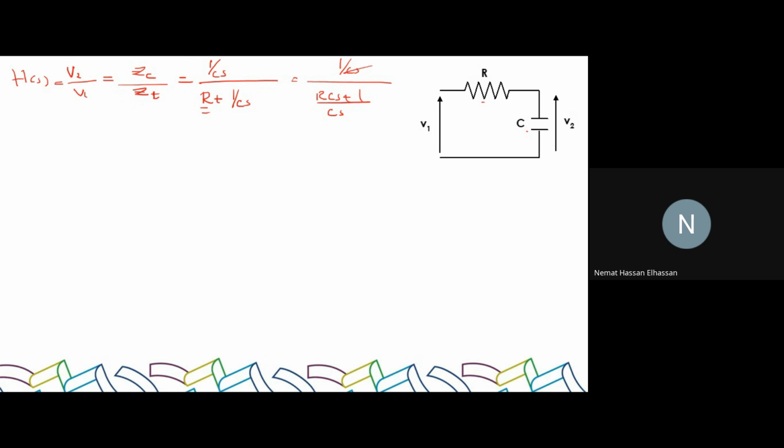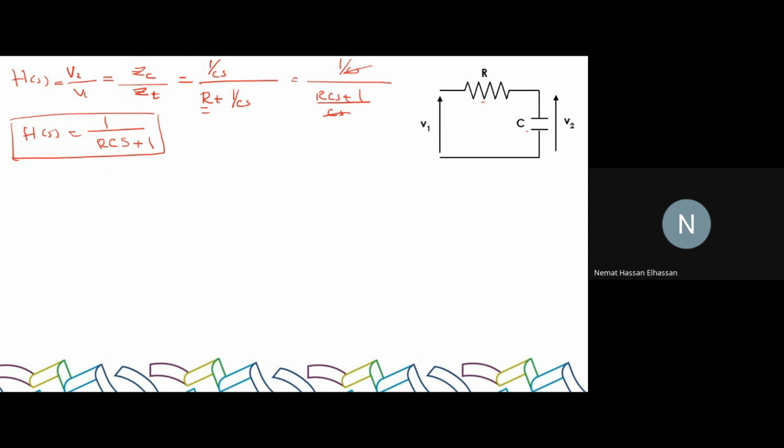These two counter each other out. So therefore, my transfer function H(s) is equal to 1 divided by RCs plus 1. Do you agree with that? So now we have a transfer function. We still don't know what type of filter it implements. We only have the transfer function.